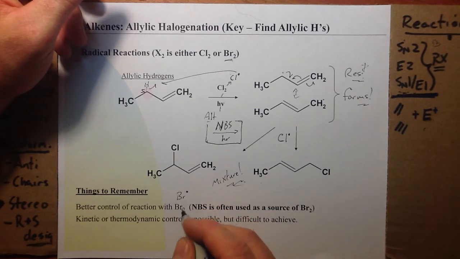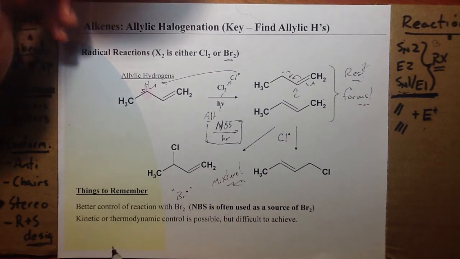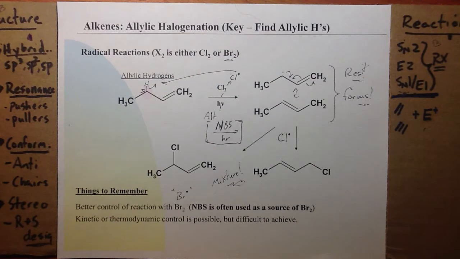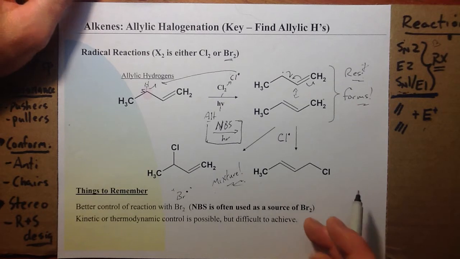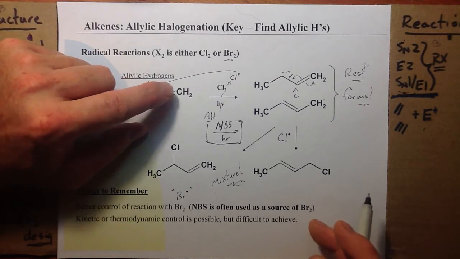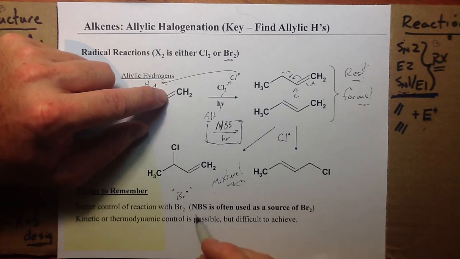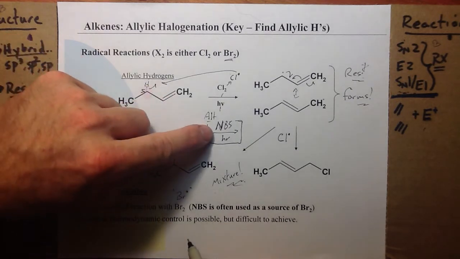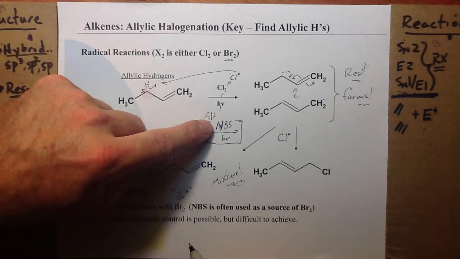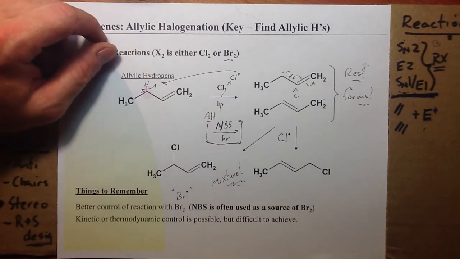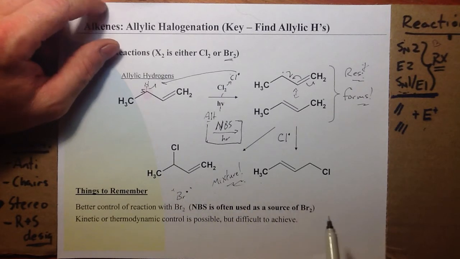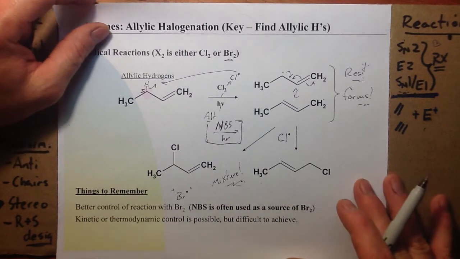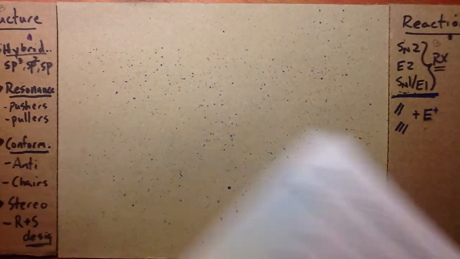Now better control of these reactions is seen with Br2, just more stable radicals. These are a little more soft, you might say, and therefore more selective. I've said NBS is a source of Br2. If we have too much electrophilic addition across the double bond, a competing reaction, we can use NBS as a source of Br2. So instead of Br2, we can see this written in, and then light or heat to initiate radical formation. And we're not really considering control to favor one of these two over the other. It's difficult to achieve that control.